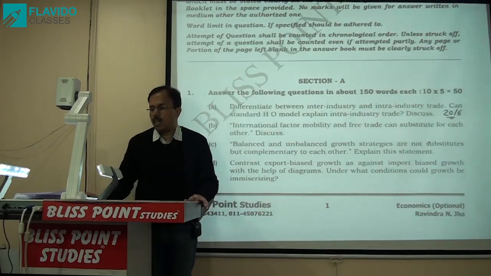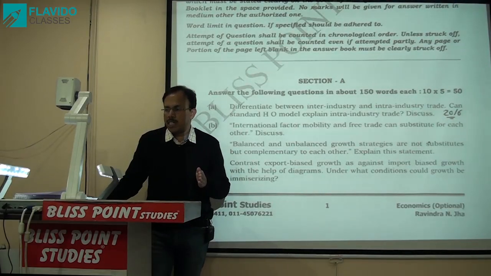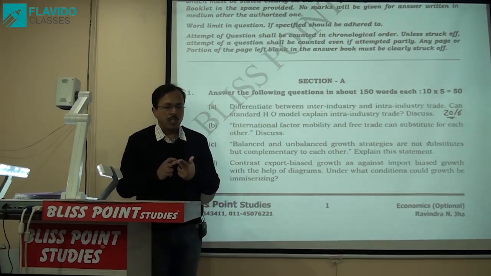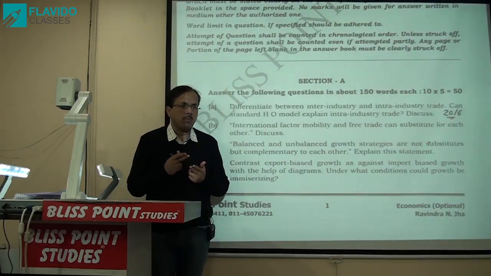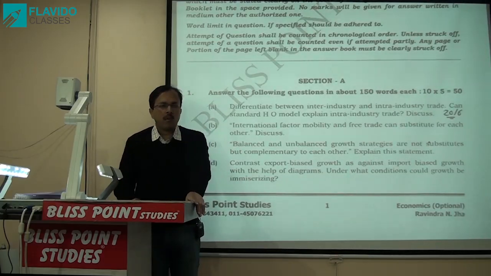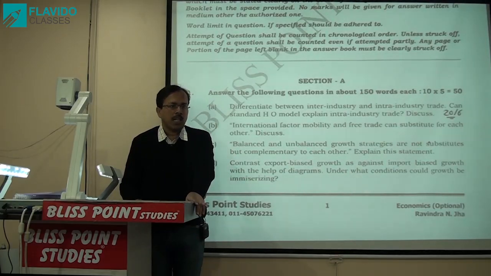Now, what to write in this question? Inter-industry and intra-industry trade. You can simply say that new trade theory is based upon the assumption of economies of scale and imperfect market structure. It is basically a part of new trade theories. New trade theory is based upon the assumption of economies of scale and an imperfect form of market, that is monopolistic in nature. But a monopolistic firm produces a differentiated product and they are not producing a homogeneous product.